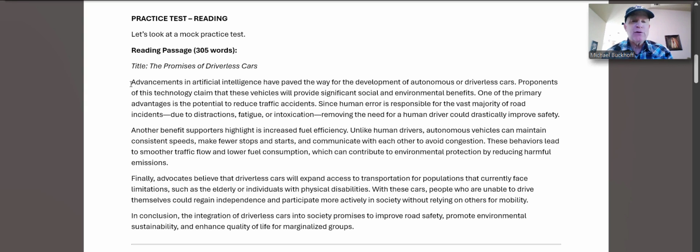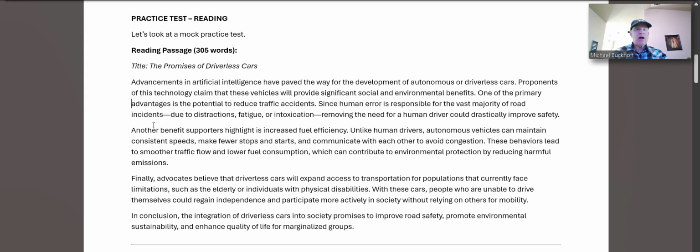Advancements in artificial intelligence have paved the way for the development of autonomous or driverless cars. Proponents of this technology claim that these vehicles will provide significant social and environmental benefits. One of the primary advantages is the potential to reduce traffic accidents. Since human error is responsible for the vast majority of road incidents due to distraction, fatigue, or intoxication, removing the need for a human driver could drastically improve safety.